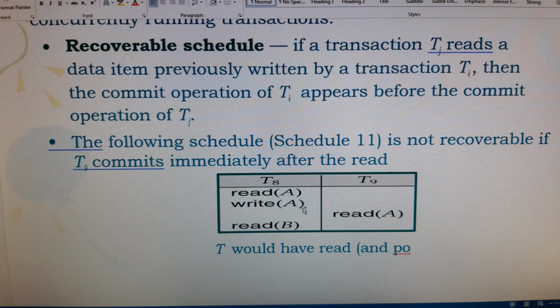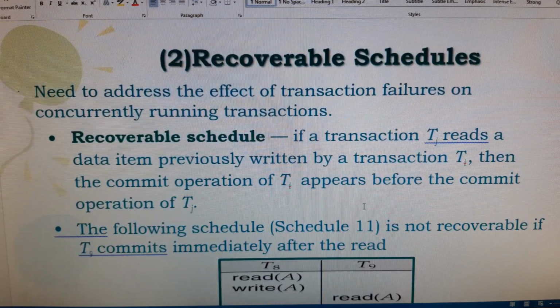In any case, whenever any transaction reads a particular data item, the previous transaction must have completed its write operation. If T9 wants to read the data item A, then the write operation on A must have been completed by T8. So here, our concept is the recoverable schedule.